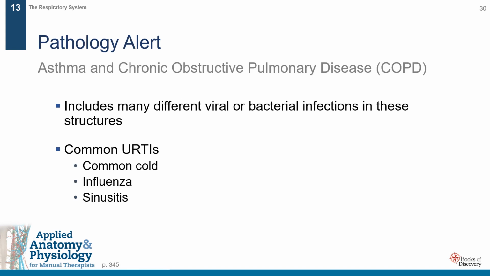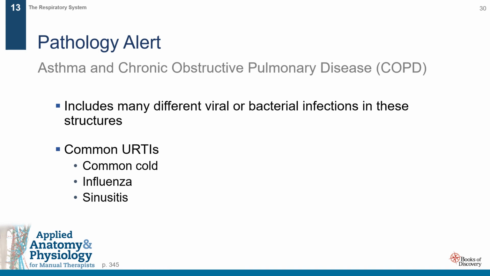Time now for our pathology alert, where we will be looking at asthma and chronic obstructive pulmonary disease, or COPD. There are many chronic conditions involving the lungs and/or the bronchial tree that cause respiratory discomfort or distress. These include asthma and chronic obstructive pulmonary disease, or COPD, an umbrella term that includes chronic bronchitis and emphysema. With all these conditions, either temporary or permanent structural changes block airflow or the exchange of air in the lungs.